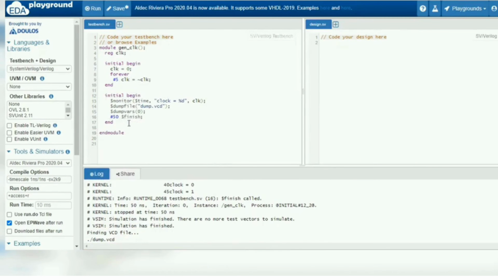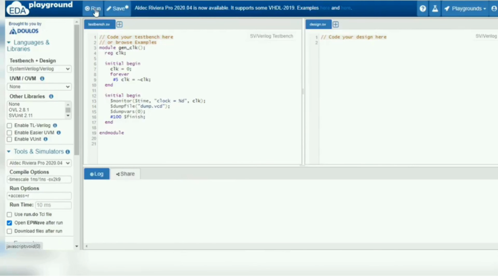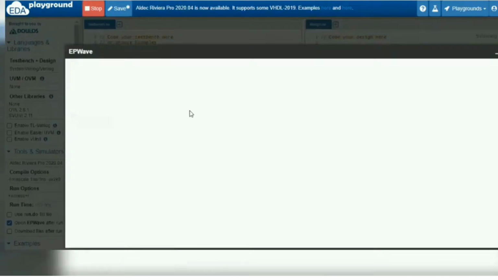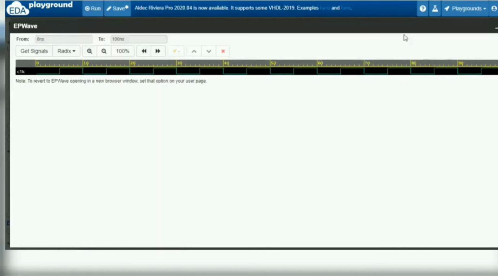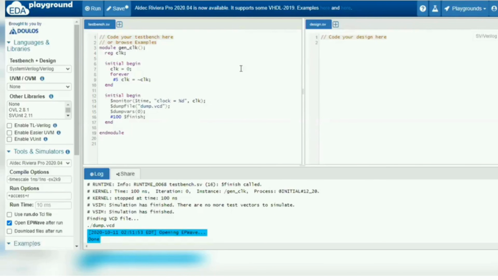If we want to finish at 100 time units, we can take the delay more. Then the execution will be terminated at 100 time units. Observe here, the execution is terminating at 100 time units. This is how we can generate the clock in Verilog HDL. These are the different styles of generation of clock in Verilog HDL.